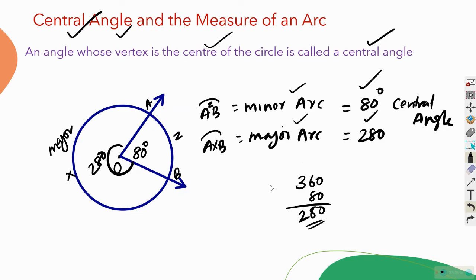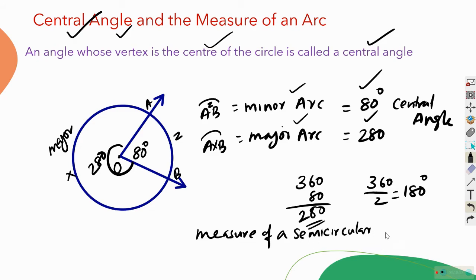We know that the total angle at the center of the circle is equal to 360 degrees. So we will measure one and subtract from 360 degrees. And semicircle means half of 360. Naturally, it is equal to 180 degrees. If a question comes to you about the measure of a semicircular arc, irrespective of which circle it is, always it will be 180 degrees.